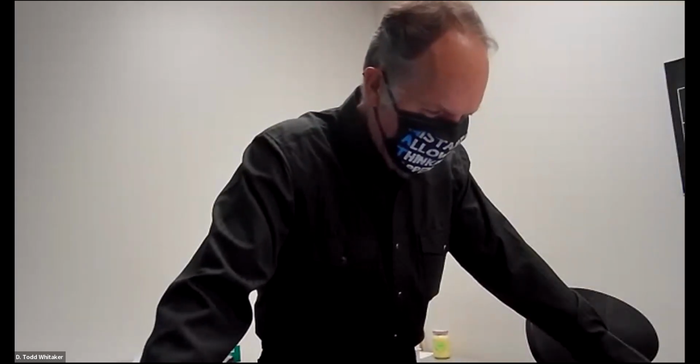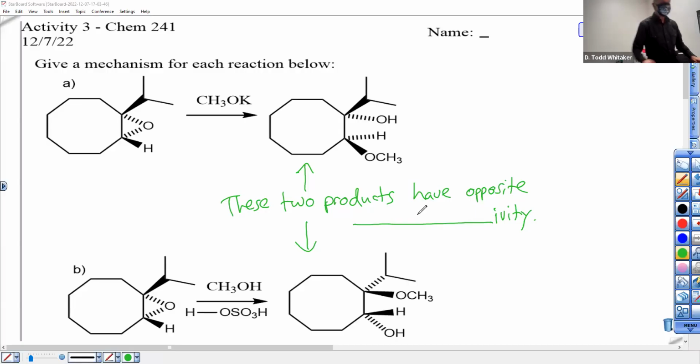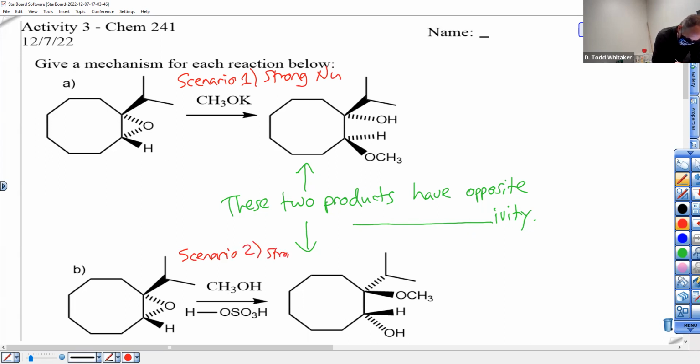All right, ladies and gentlemen, epoxides can be opened in one of two ways. Scenario one, strong nucleophile. Scenario two, strong acid catalyst available in the opening stage.